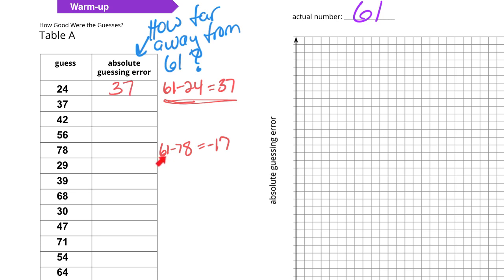I did another example down here, 61 minus 78 for this one right here would be a negative 17. But the absolute guessing error is just how far away from the actual number it is. And so my absolute guessing error is going to be a positive 17. I don't really care if it's above or below the actual number. I just want to know how far away it is.